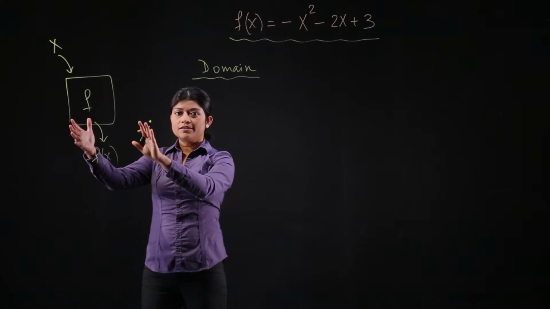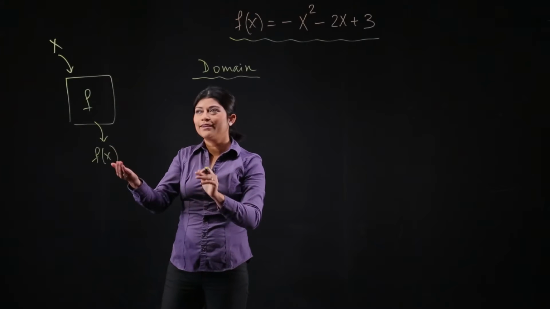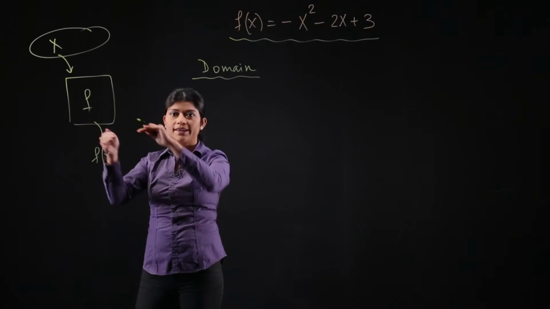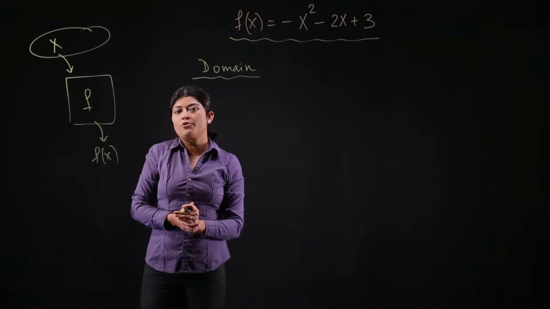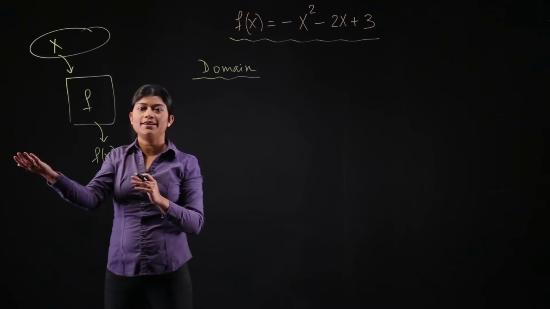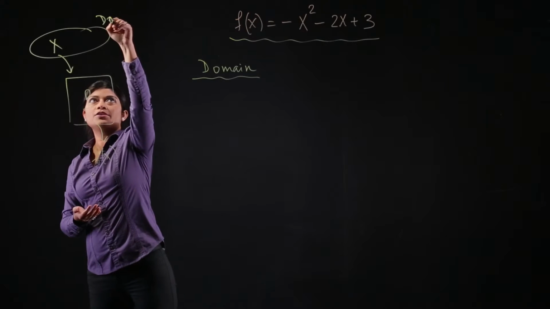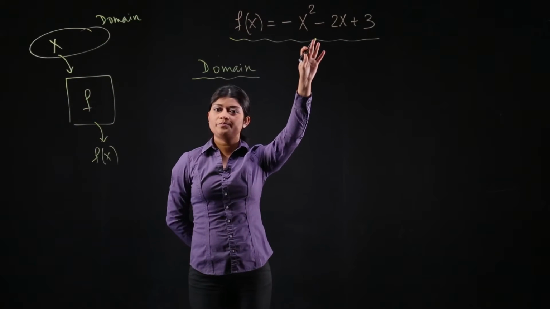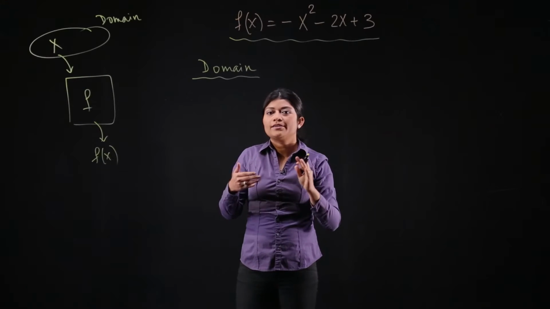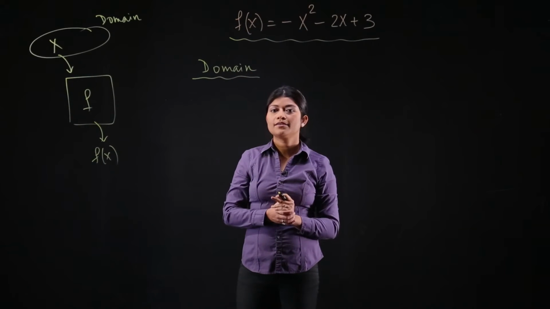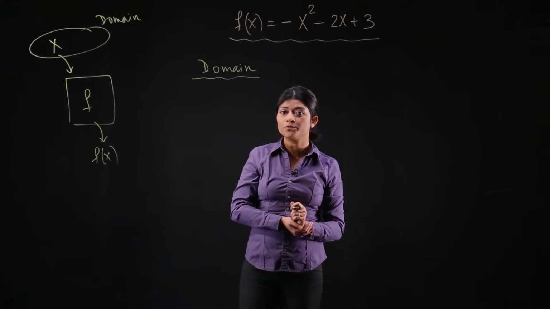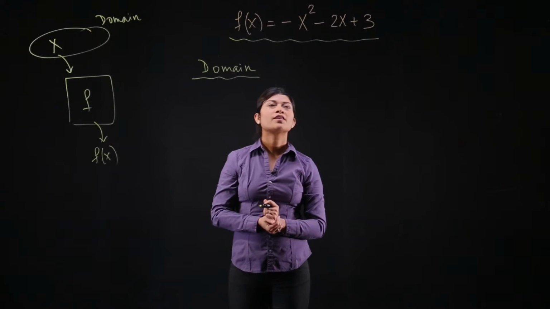So if you consider this is the setting, what is domain? Domain is all these values that you can plug in the machine without any problem, which means without breaking the machine. So this is our domain. Okay, so let's go back to the function and let's think about what x values we can plug in this machine or this expression so that you can get an output for each input.